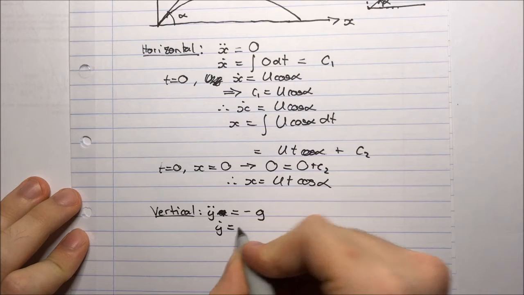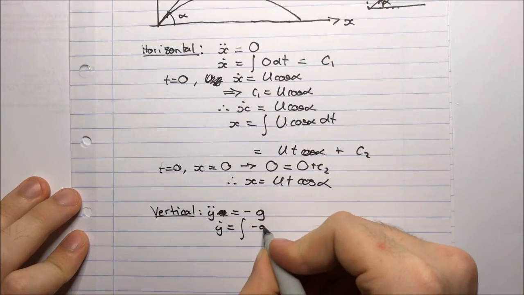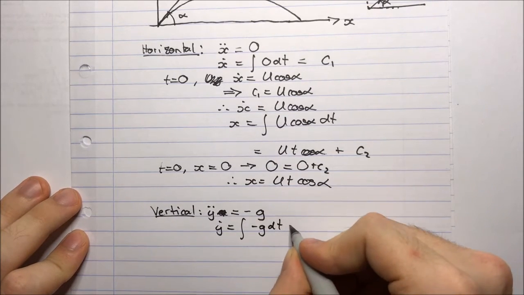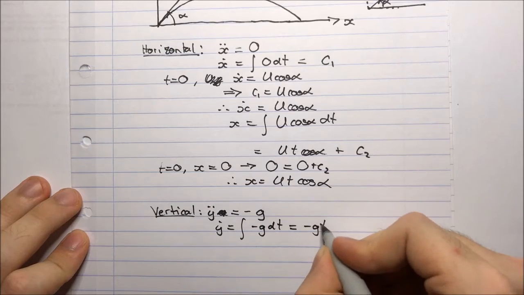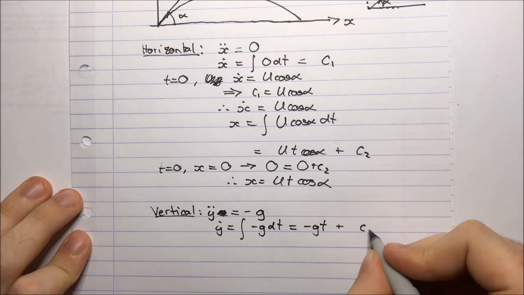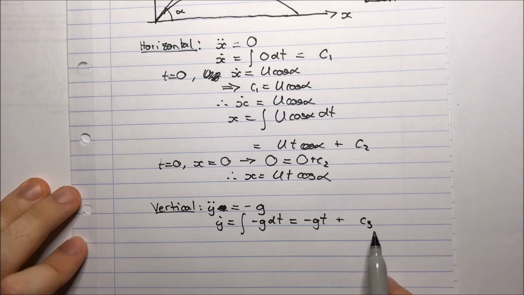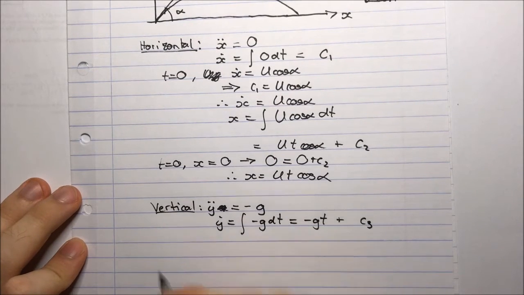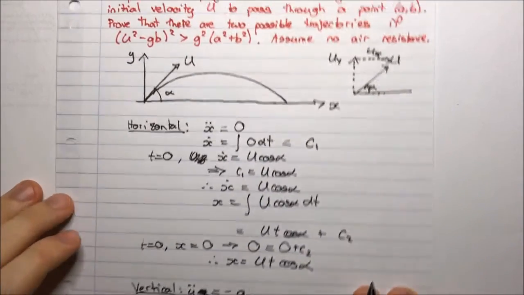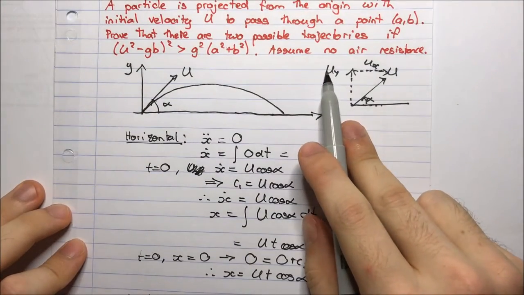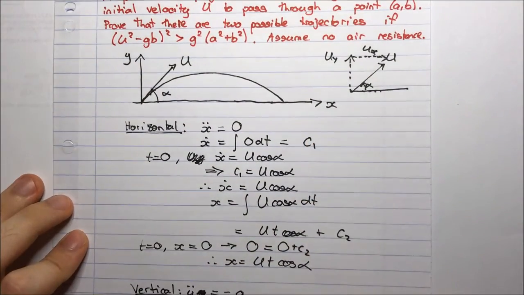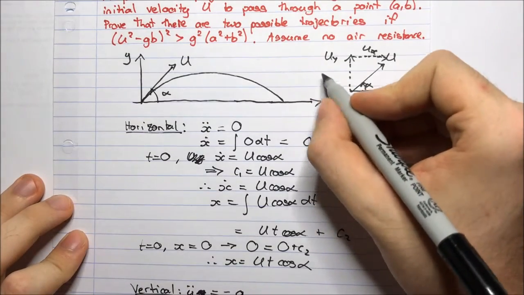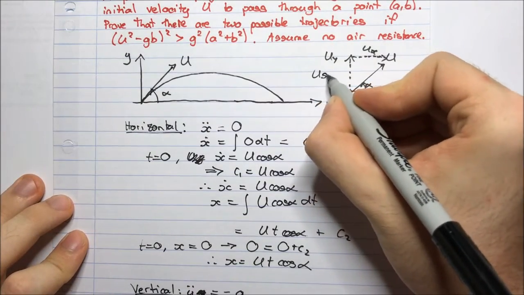To get y dot, I integrate negative g with respect to t, and I will get negative gt plus a constant. Let's call it c3. I need to work out what c3 is. So when t is equal to 0, what's y dot equal to? Y dot, or as I wrote here, uy, but I really should have written y dot, is going to be, well, that's going to be u sine alpha.